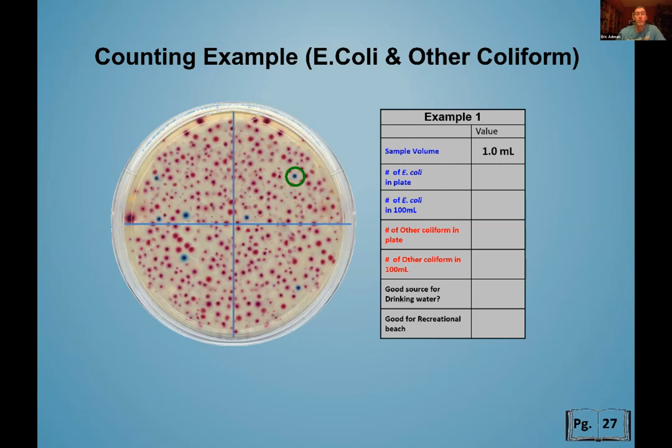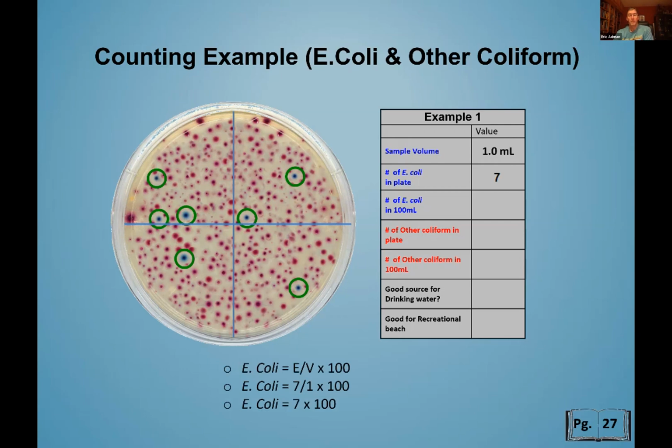So we're going to count up our blue. So we've got 7. So 7 E. coli, and our sample volume was 1 milliliter. So there's our formula: the number of E. coli divided by the volume times 100. So in our case, it's 7 divided by 1, which is 7, times 100. So 700 is our result. And then we're going to interpret that result and say, well, what does that mean?